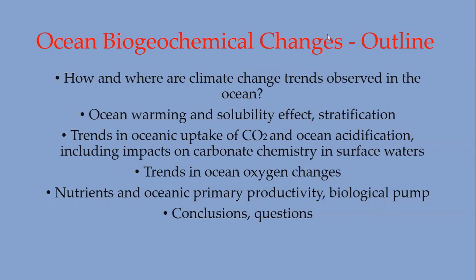Then some background information will be provided with respect to ocean warming and the solubility effect and the stratification that result. After that, we'll look at trends in CO2 uptake by the ocean, acidification, and how carbonate chemistry, as well as the solubility of oxygen, is affected in surface waters. We'll move on to how oceanic oxygen trends, and we'll follow briefly by how changes in nutrient concentrations will affect net primary productivity and the biological pump. Then some conclusions will be provided at the end, followed by some time for questions.